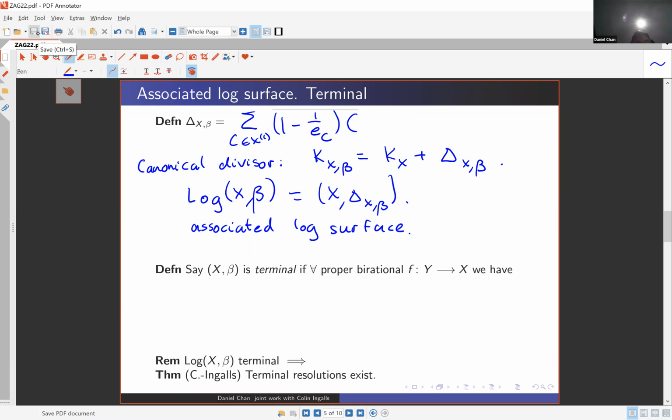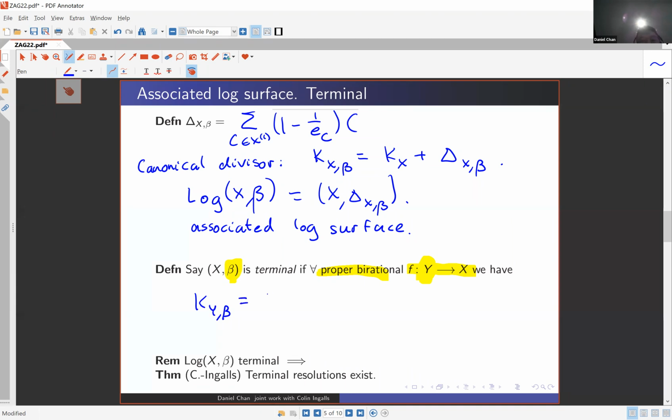Okay, so how would you define the terminal? What do you normally do? If you want to check that something's terminal, you look at all proper birational maps, in this case from Y to X. And then you compare the canonical divisor on Y and X. Note that Y also has the same function field as X, so you can also consider this Brauer group element as enriching Y as well. So you can also talk about K_Y beta. Okay, so that's well defined.